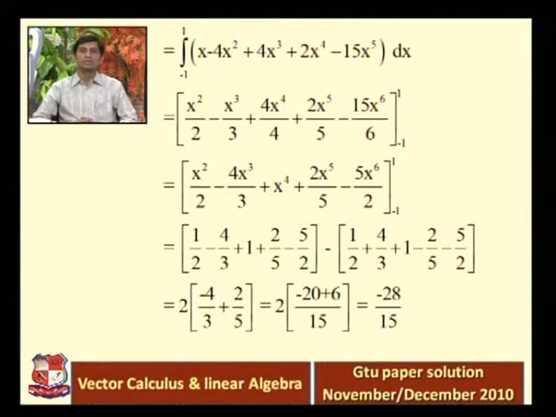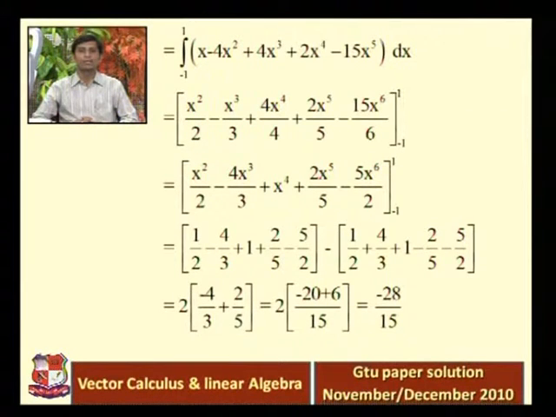First of all we put 1, so that is equal to 1 by 2 minus 4 by 3 plus 1 plus 2 by 5 minus 5 by 2, and then we have to put minus 1 instead of x. So whenever we change the limit of integration, in that limit we put minus 1, that is the rule for definite integration. So minus 1 into the bracket: minus 1 by 2 plus 4 by 3 plus 1 minus 2 by 5 minus 5 by 2. So just simplify these terms.